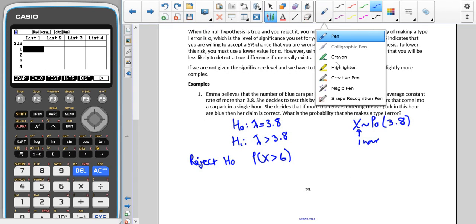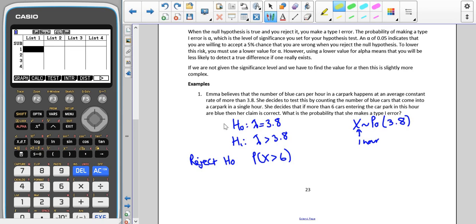So if H naught is actually true, then that means that in reality, our mean is still 3.8. So we need to find the probability that she is rejecting H naught, given that the mean is still 3.8. And that's quite simple because that's how we usually find the probabilities in a hypothesis test. It's just what we're actually finding. This is not greater than or equal to because it says strictly more than 6 in the question.